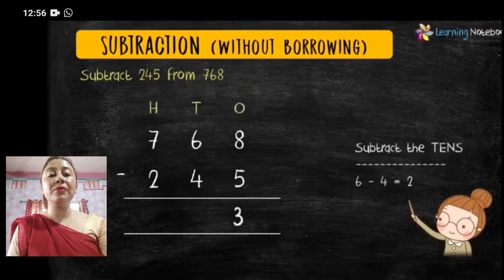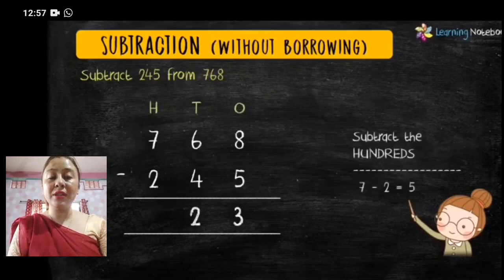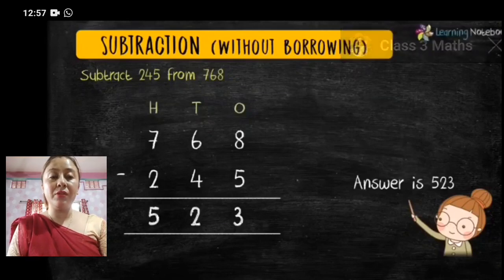Now we will subtract the tens. 6 minus 4 equals 2. And we will finally subtract the number in hundreds position, that is 7 minus 2 equals 5. So the final answer is 523. So this is the simple subtraction without borrowing, children.